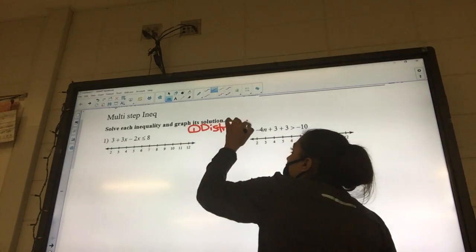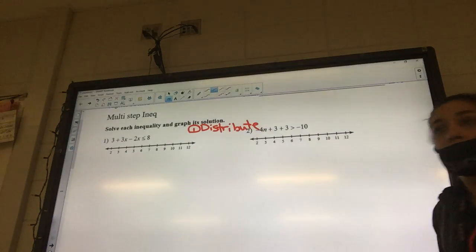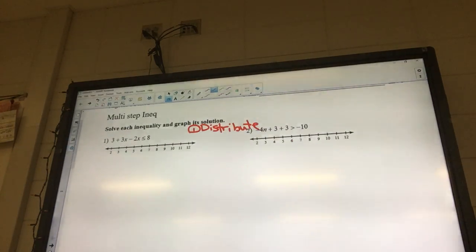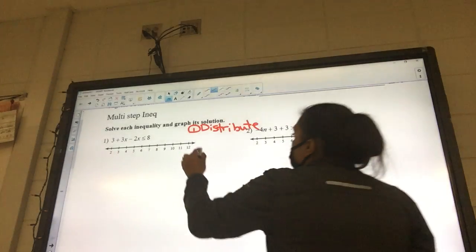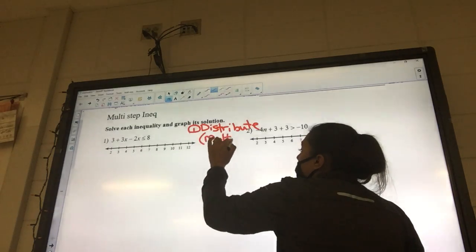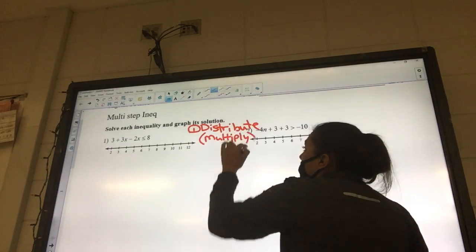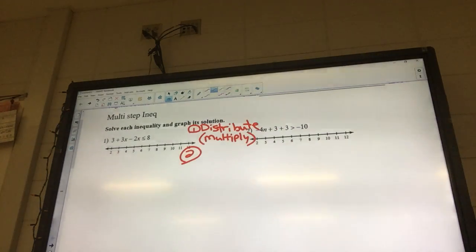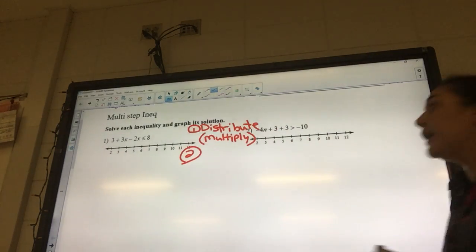And what's distribute mean in layman's terms? Nobody? Don't remember? Okay, distribute means multiply in layman's terms. It's when we have the parentheses, we need to multiply. Our step 2 for all of these is going to be to combine like terms.